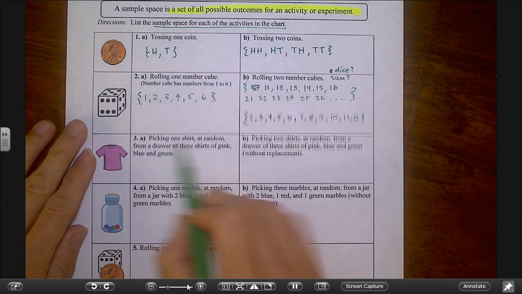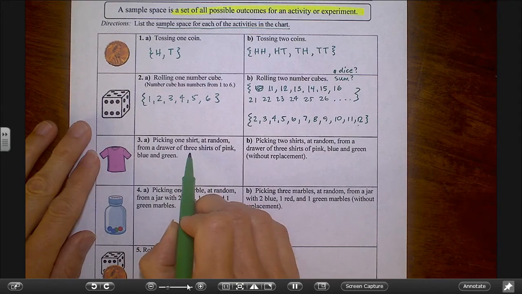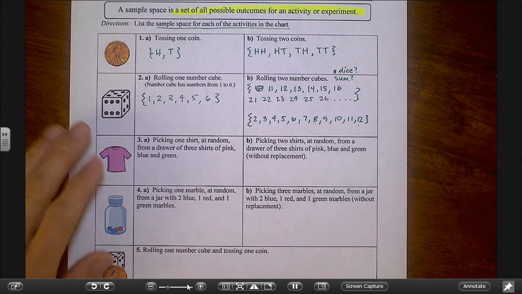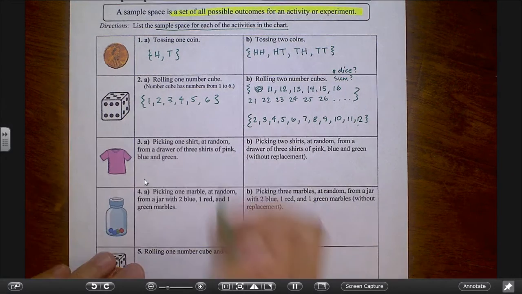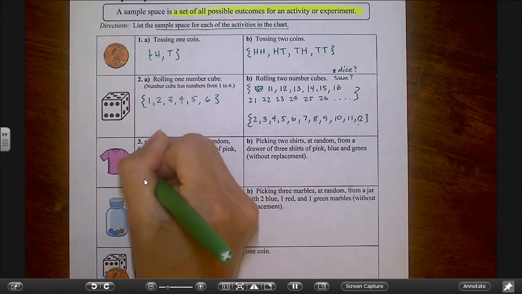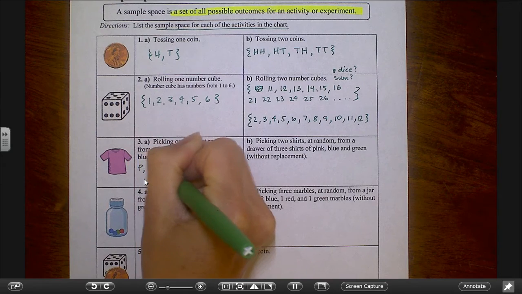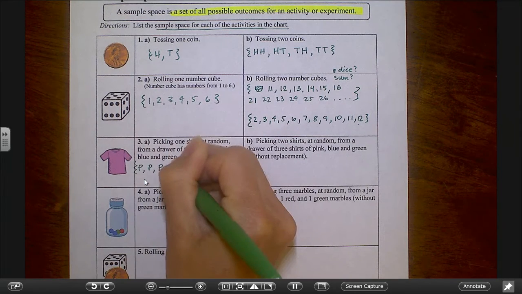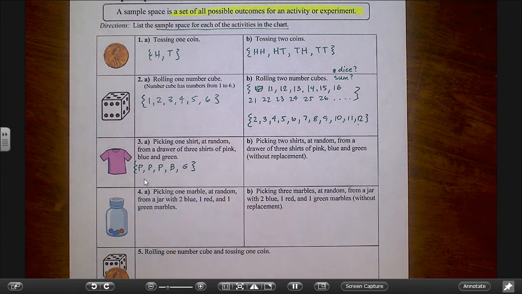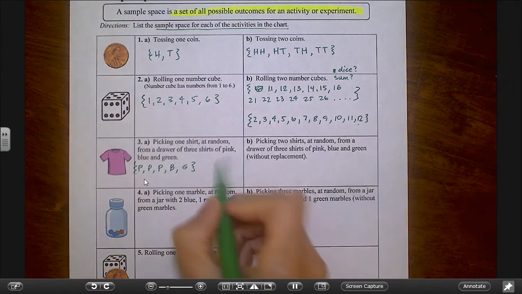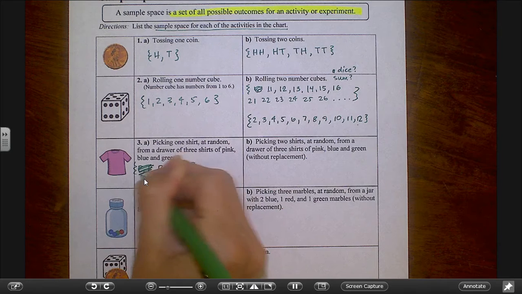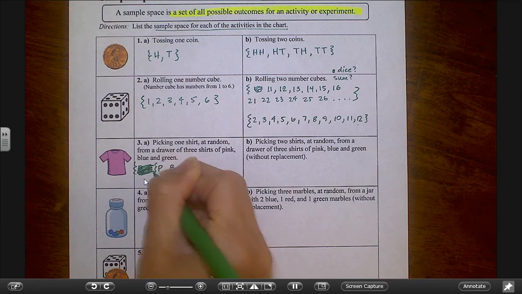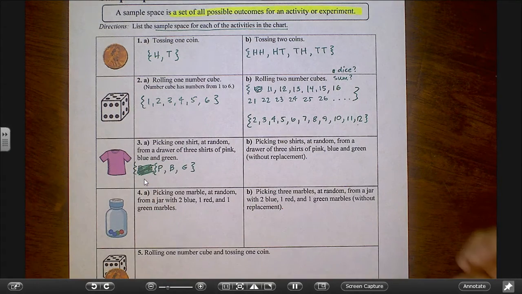Pick one shirt at random from a drawer of 3 shirts: pink, blue and green. So sample space, again, we're not looking for the probability, but we have 3 pink shirts. So pink, pink, pink, blue, green. Oh, wait. I'm sorry. 3 shirts of pink, blue, green. So I think probably I read that wrong. Each one's a different color. So pink, blue, green.